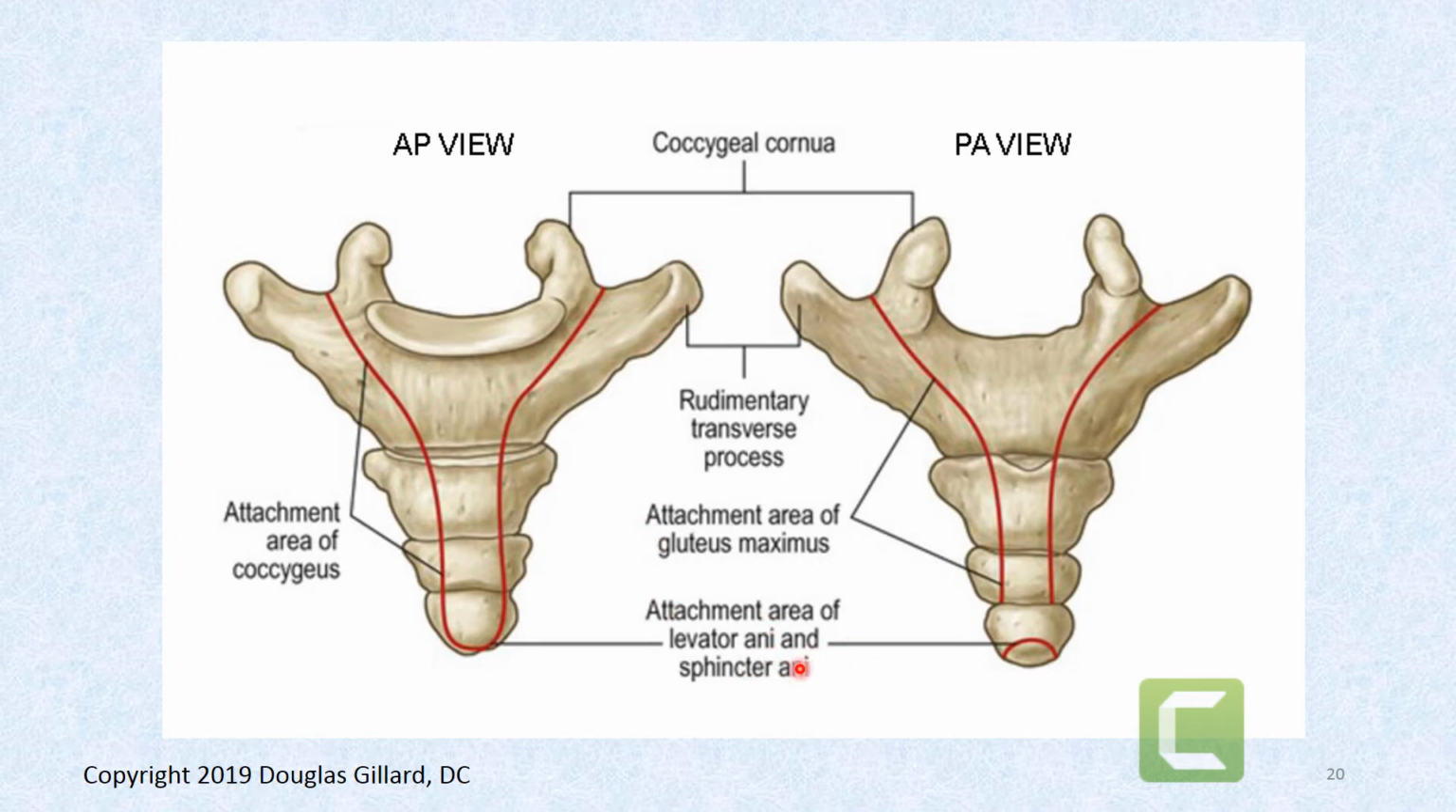So levator ani and one called the sphincter ani, they connect on the front of it. This is an A to P view. From a PA view, from a back view, just a little tip is connected by those. So these muscles connect mainly to the front. And from a back view, the star of the show is definitely gluteus maximus. On both sides anchor in there pretty good.